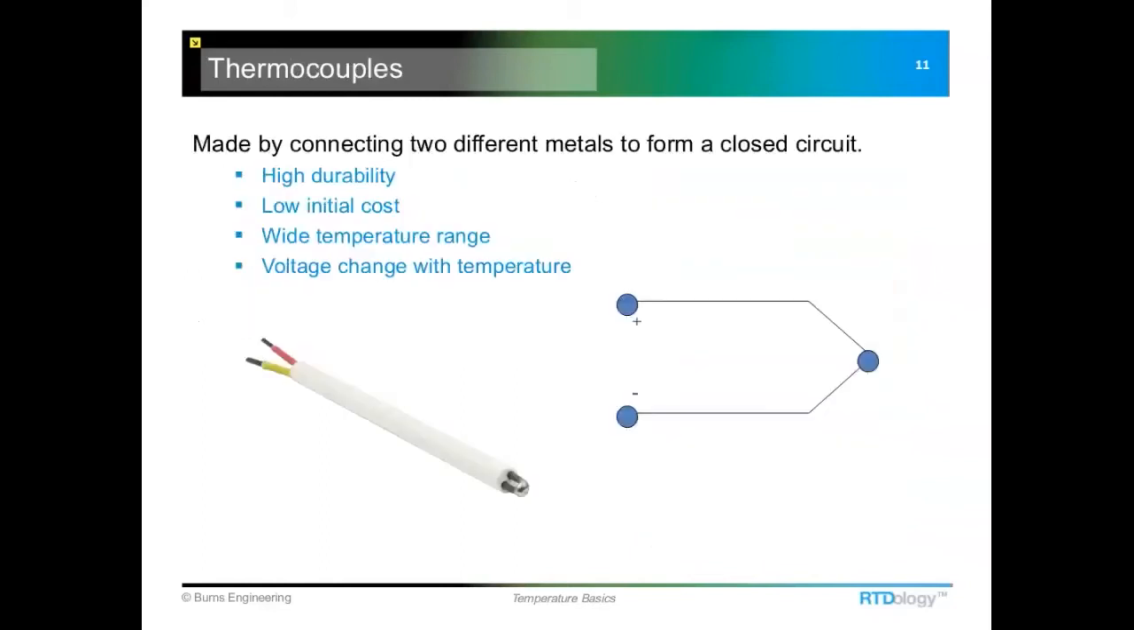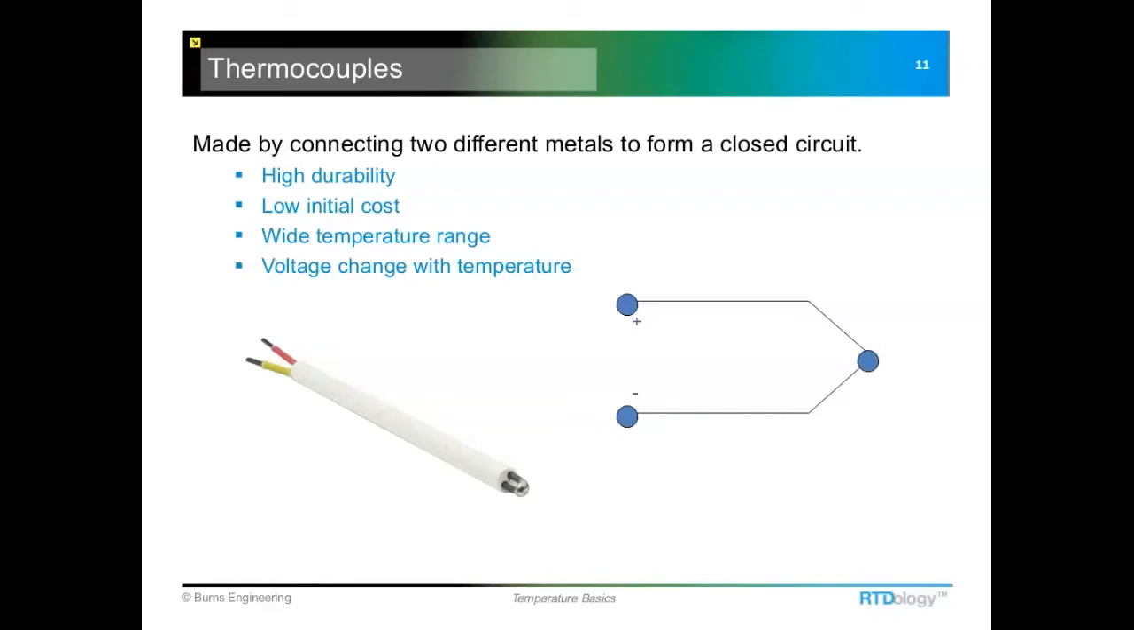Thermocouples, these are used in industry quite frequently. They're very durable, really low cost. The way they're made is just two dissimilar metals. So we just take two wires of different materials, hook them together, and if you run them through a temperature gradient, you're going to be able to measure a voltage. And that voltage changes with temperature. So as the temperature goes up, that voltage increases. Temperature goes down, the voltage decreases.